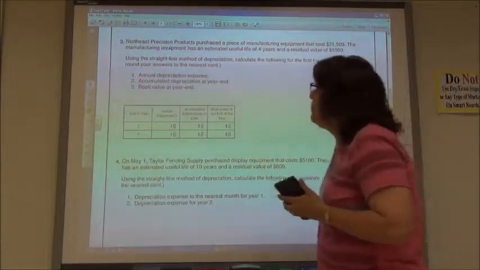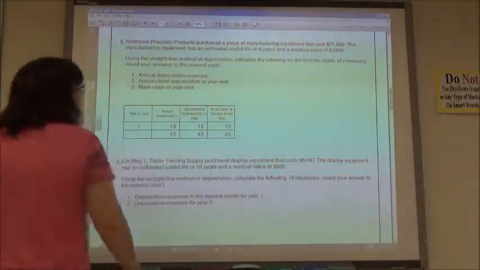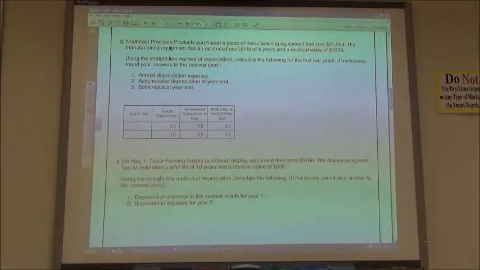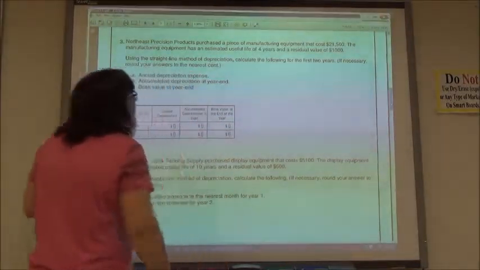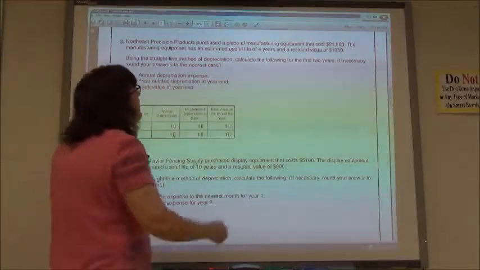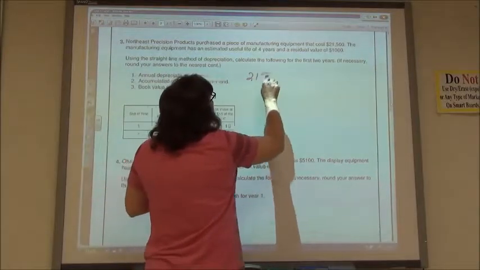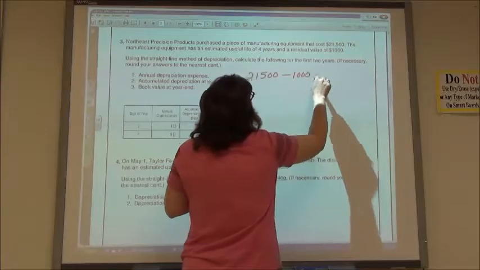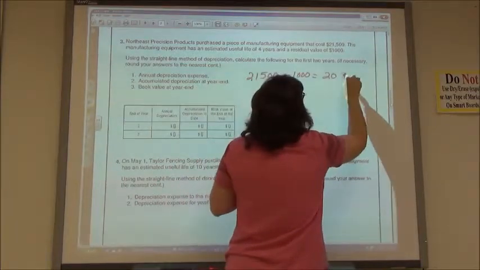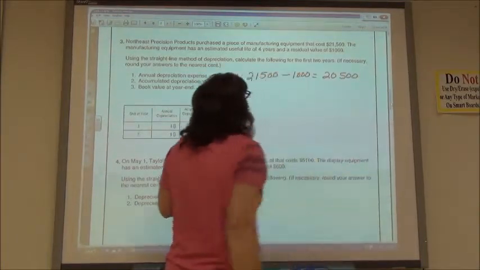Number 3. Northeast Precision Products purchased a piece of manufacturing equipment that cost $21,500. The manufacturing equipment has an estimated useful life of 4 years and a residual value of $1,000. So it started out at $21,500. It's always going to have a residual value of $1,000. So the total depreciation would be $20,500.